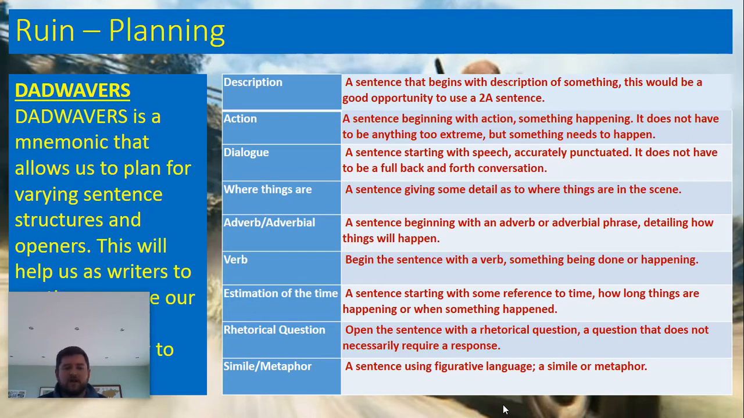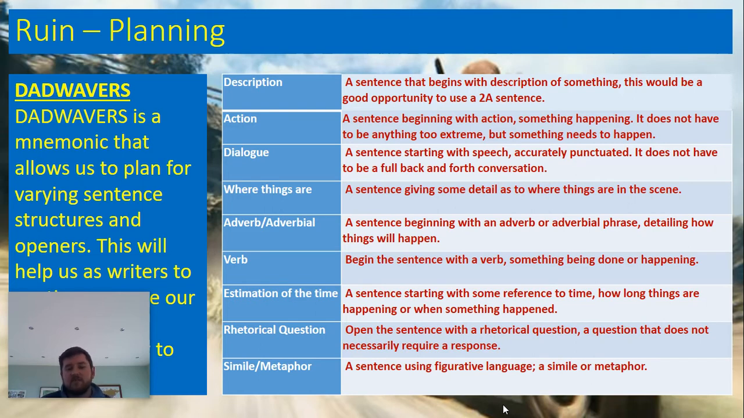Adverb or adverbial phrase, so a sentence beginning with an adverb or an adverbial phrase, detailing how things are happening or will happen. A verb, begin the sentence with a verb, so a really good opportunity to use a word that ends in ing to open your sentence. Something being done or happening.